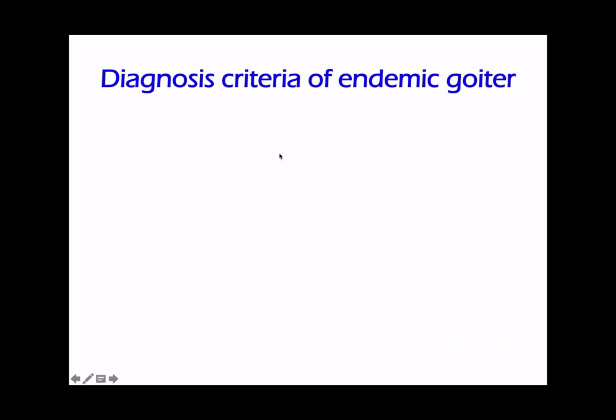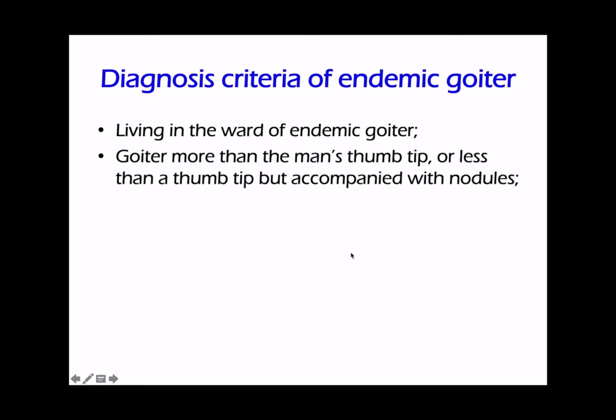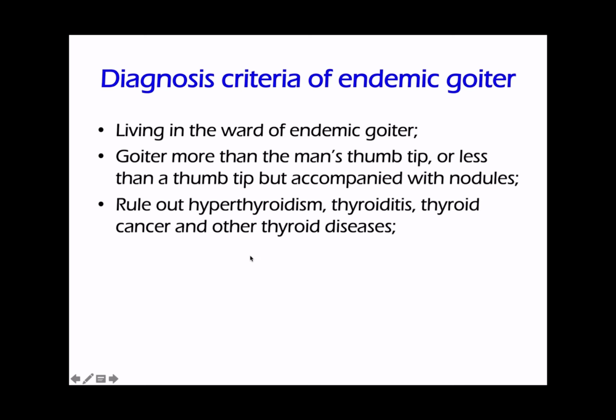So the diagnosis criteria of endemic goiter. First of all, the patient has to live in the area of endemic goiter, or where iodine deficiency was found. Second, the goiter has to be more than the man's thumb tip, or less than the man's thumb tip but accompanied with nodules. The third one is that we have to rule out the possibility of hyperthyroidism, thyroiditis, thyroid cancer, and other thyroid diseases.